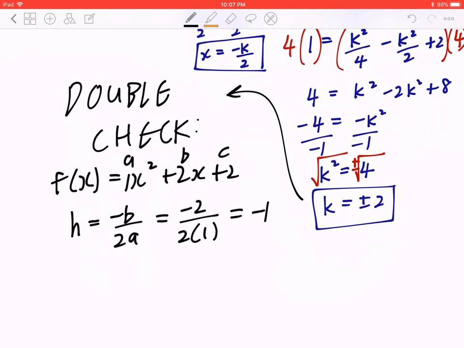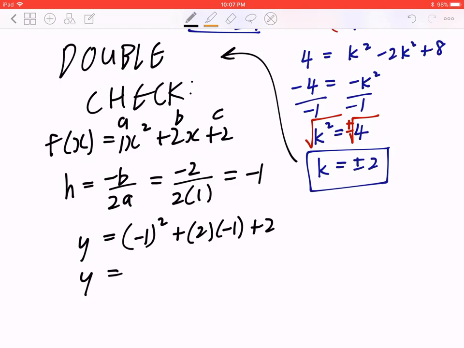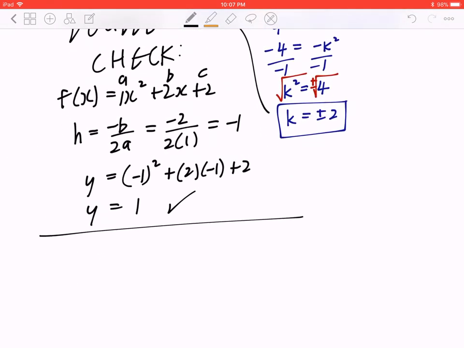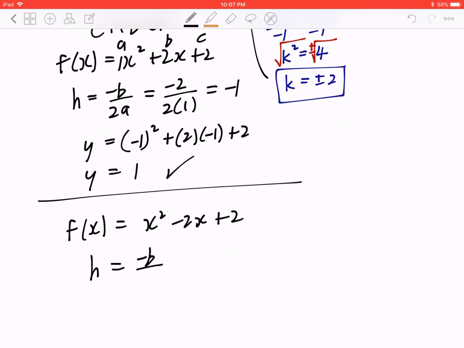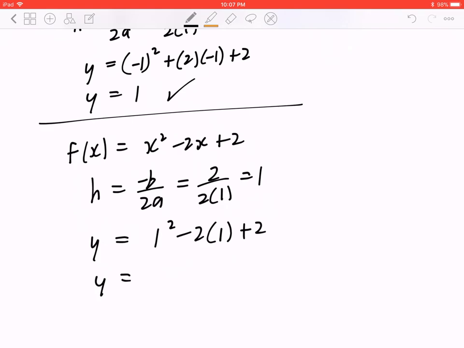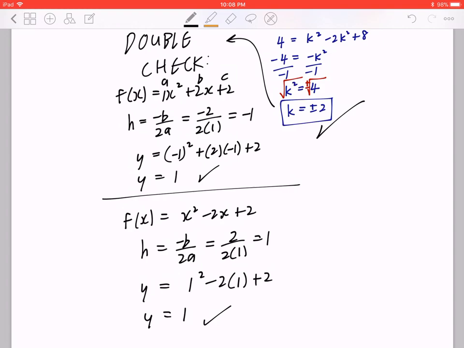And if you plug negative 1 back in, the corresponding y value is going to be 1 minus 2, which is negative 1, plus 2, which is 1. So that's correct so far. Likewise, if you check the second case, f of x equals x squared minus 2x plus 2. H, in this case, is going to be negative b over 2a, which means it will be positive 2 divided by 2 times 1. That's going to be 1. Now, if you plug it back in, that's going to be 1 squared minus 2 times 1 plus 2. And that's going to be 1 minus 2, which is negative 1, plus 2, that's 1. And that's how you know k is equal to plus or minus 2.